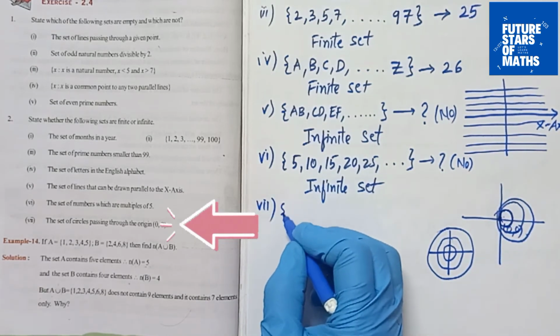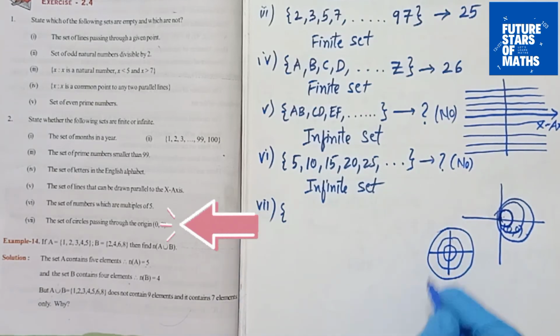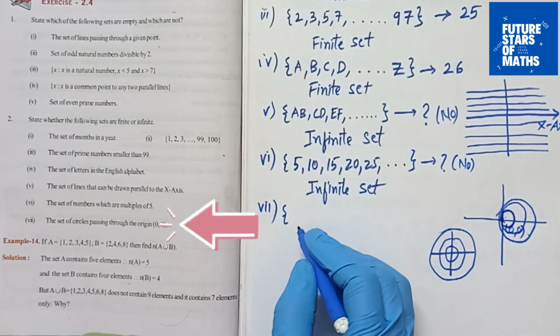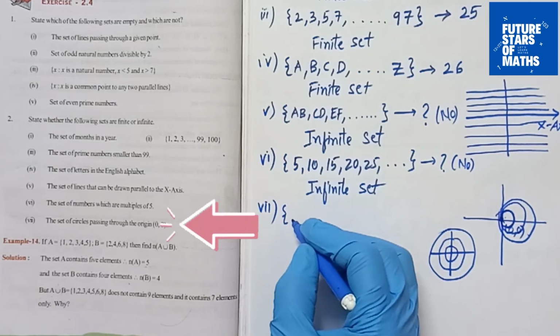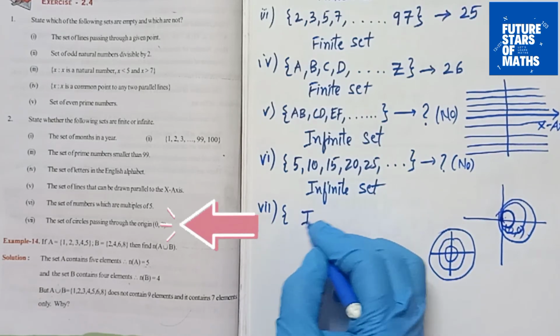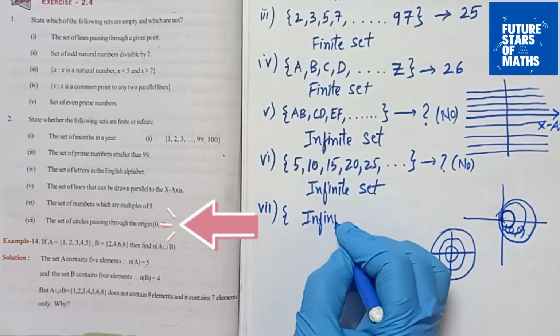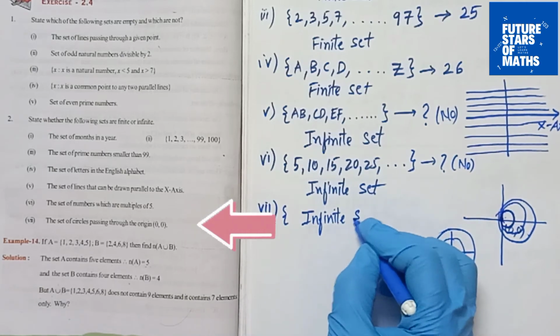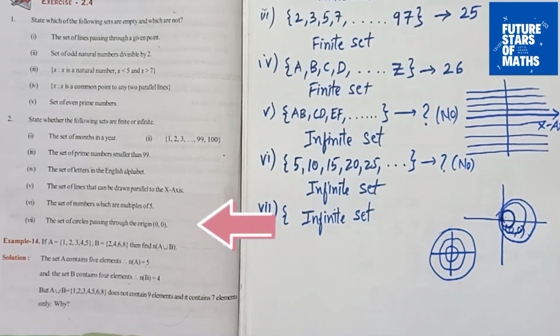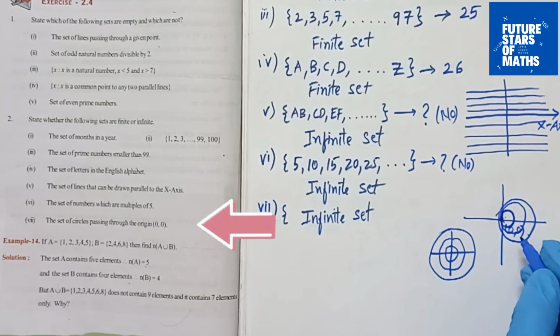So what will be the answer? How many circles can we draw? Many are there. So what can we write? It is an infinite set. We cannot count the number of circles which can be drawn through the origin.